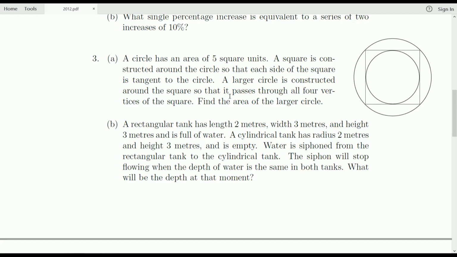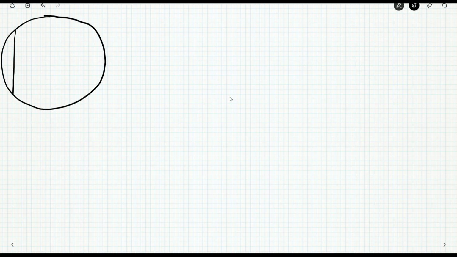Okay, so we know the area of the smaller circle. We just need the area of the larger circle. Well, let's, as we do, draw our picture. Draw the big circle first. There's our square. All 4 vertices are on the circle. And then we have inside here our smaller circle.